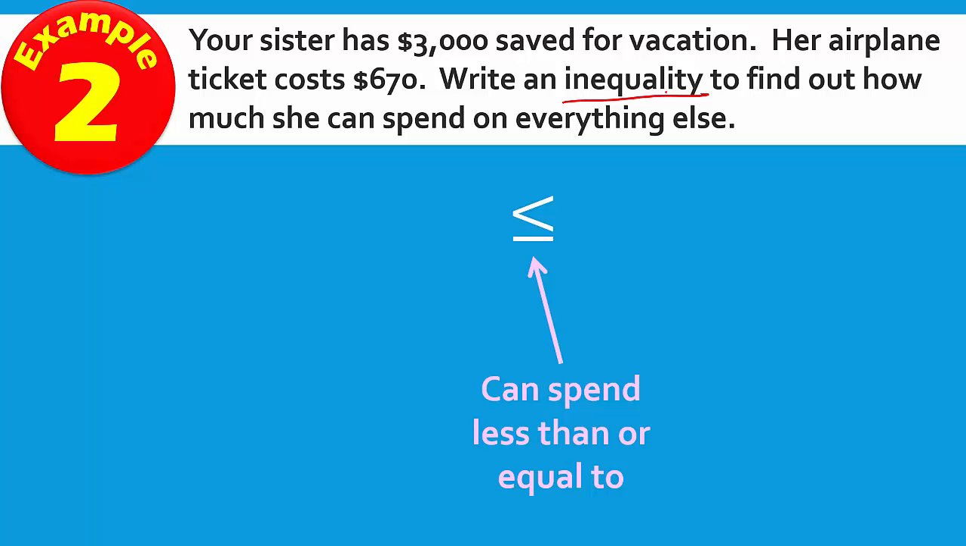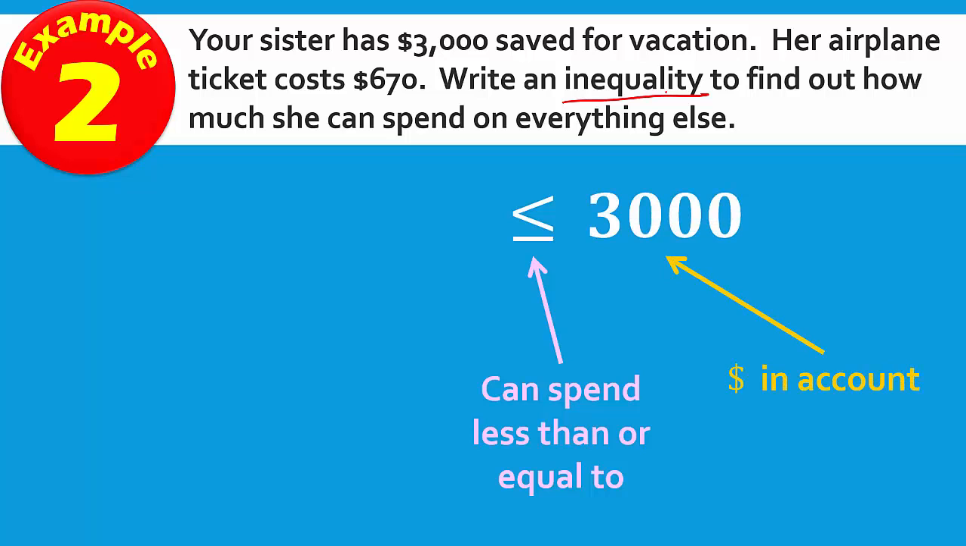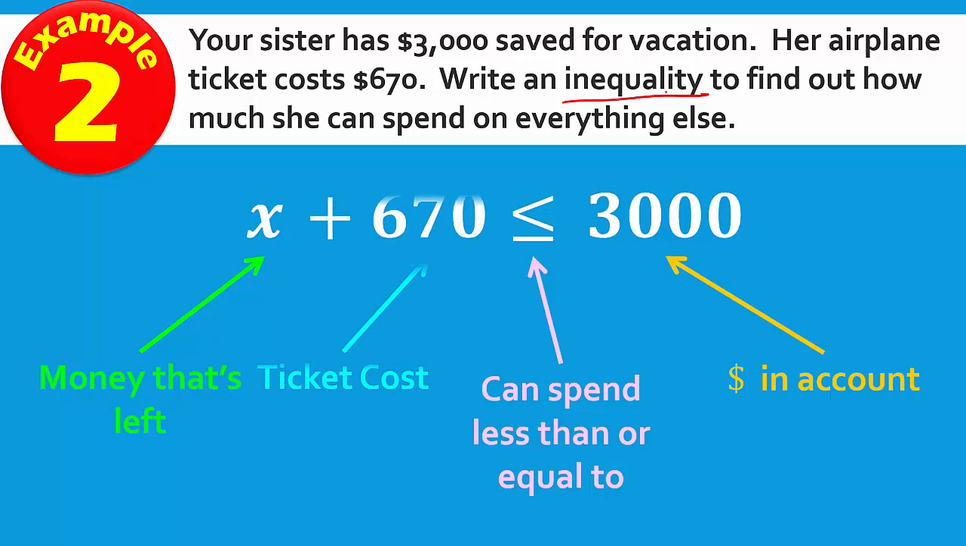So she can spend less than or equal to the amount that she has, which is $3,000. Okay, X will be the amount of money that's left, so that's what we'd be solving for. And then we have to add in the cost of the plane ticket, because that with the money that's left needs to be $3,000 or less. So a little bit easier than the last one as far as the number of things you have to identify in the problem, but you have this inequality symbol here that could throw you off. So make sure that this 3,000, you can't have more than that. So this has to be opening towards the 3,000. Everything else on the other side has to be less than or equal to that.